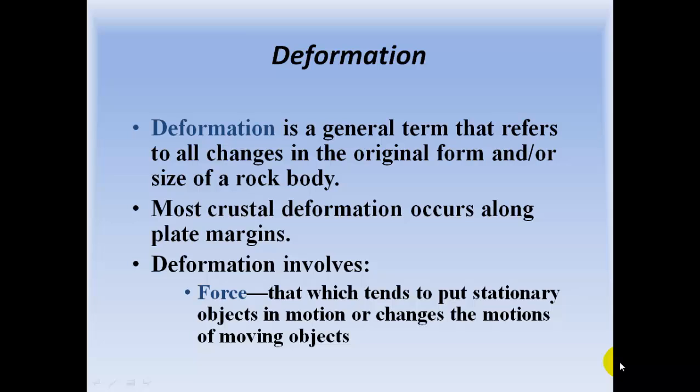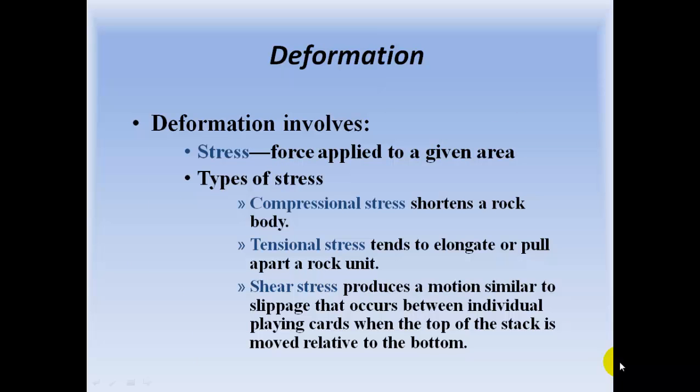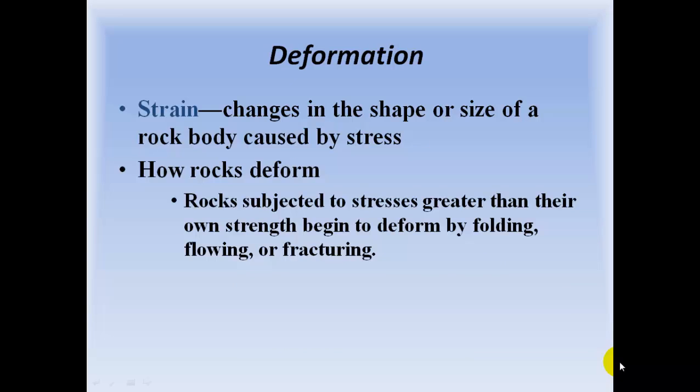Deformation involves force, that which tends to put stationary objects in motion or changes the motion of moving objects. Stress is a force applied to a given area. There are types of stress. Compressional stress shortens a rock body. Tensional stress tends to elongate or pull apart a rock unit. Shear stress produces a motion similar to slippage that occurs between individual playing cards when the top card of a stack is moved relative to the bottom. Strain changes the shape or size of a rock body caused by stress.